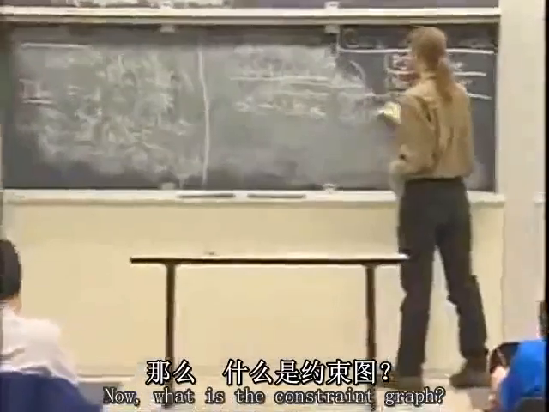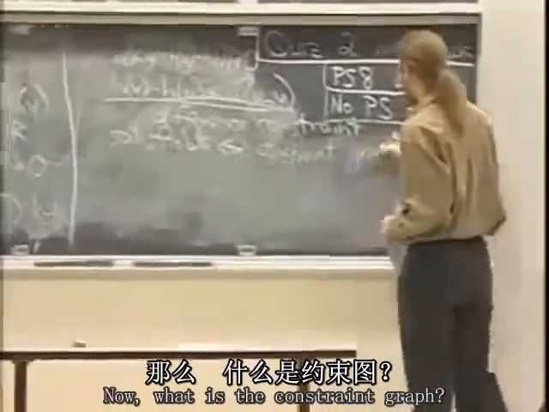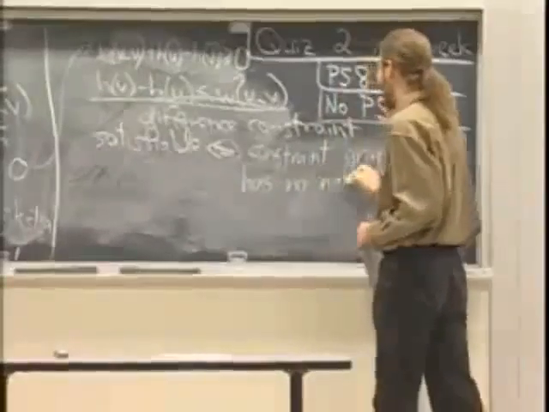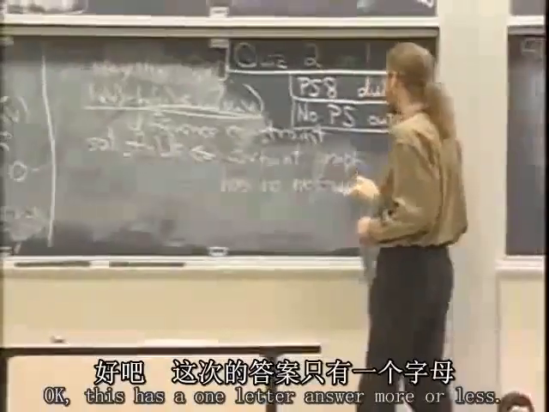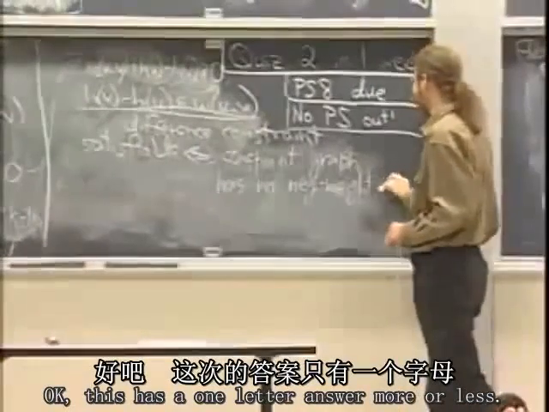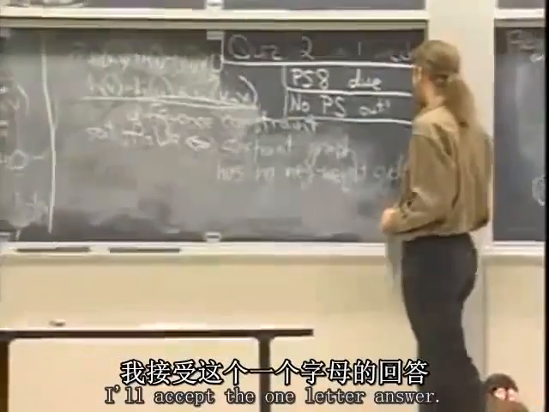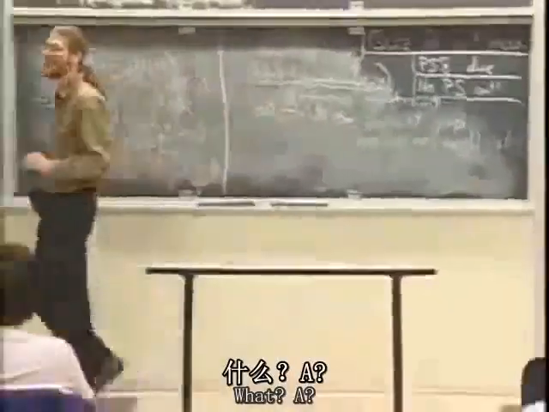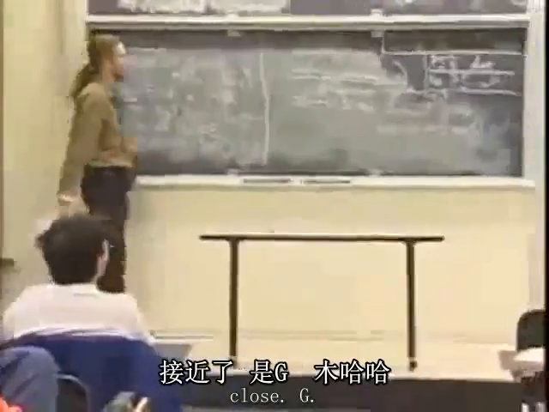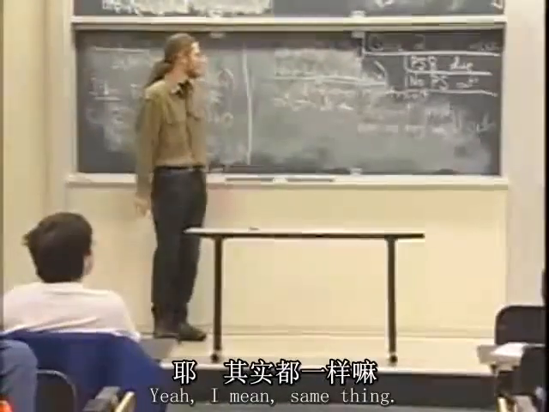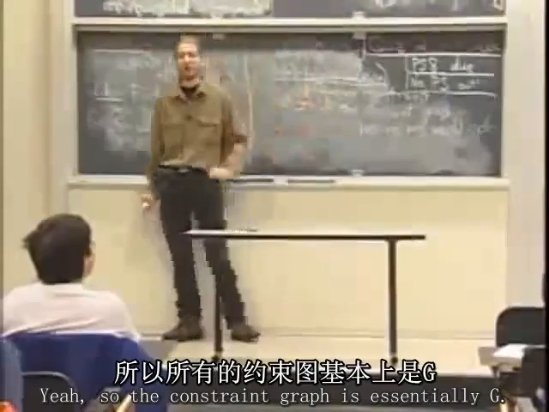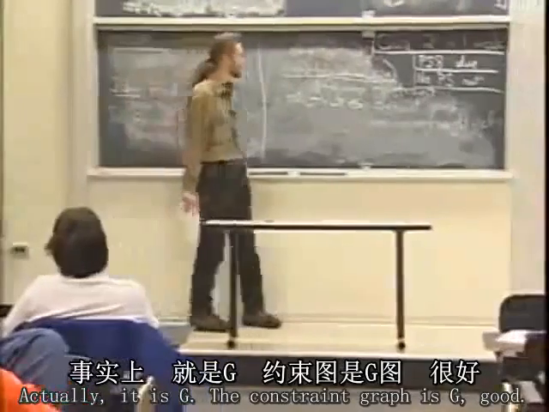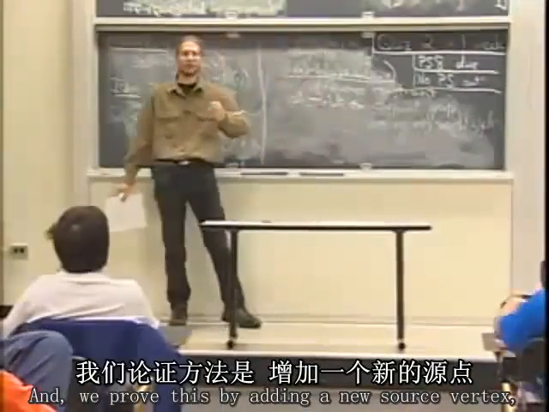Now, what is the constraint graph? Uh-oh. Okay, this has a one-letter answer. More or less, I'll accept the one-letter answer. What, A? A, close, G. Yeah, I mean, same thing. So the constraint graph is essentially G. Actually, it is G. Constraint graph is G. Good. And we prove this by adding a new source vertex and connecting that to everyone.